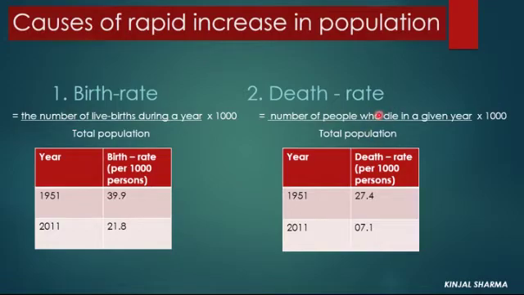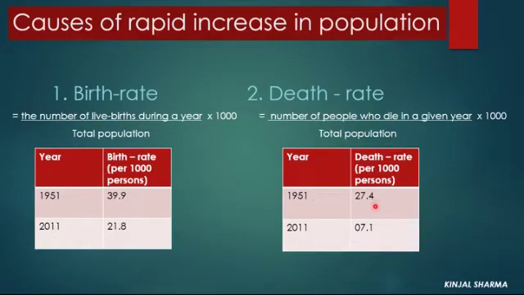Death rate. Now, death rate shows the number of people who die per 1000 people during a given year. That is, per 1000 persons, how many people are dying. The formula is the number of people who die in a given year divided by the total population, multiplied by 1000. Here also we can see the comparison between two years, 1951 and 2011.